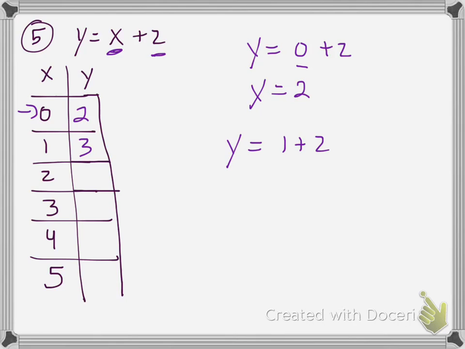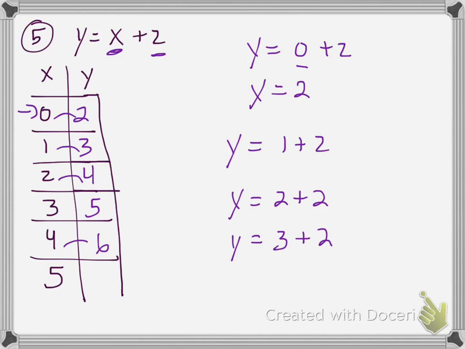And the next one, x is 2. So that's like saying y is equal to 2 plus 2. Well, 2 plus 2 is 4. In the next one, x is 3. So that's like saying y is equal to 3 plus 2, which is 5. And you might be seeing a pattern here. 2, 3, 4, 5. Every time it's just 2 more. So 0 plus 2 is 2. 1 plus 2 is 3. 2 plus 2 is 4. So 4 plus 2 is 6. And 5 plus 2 is 7.